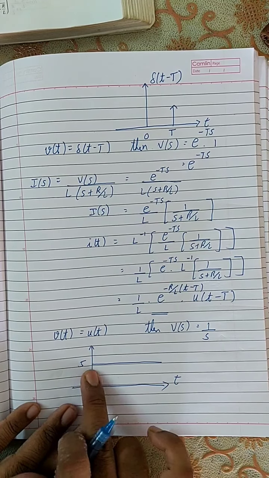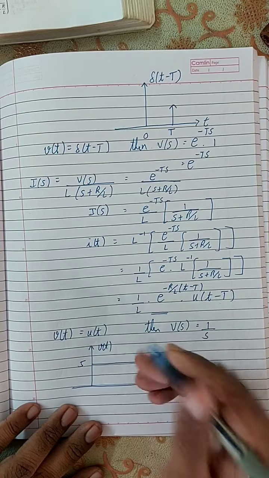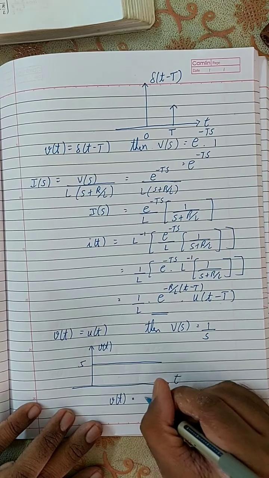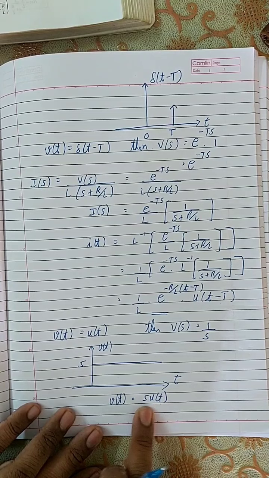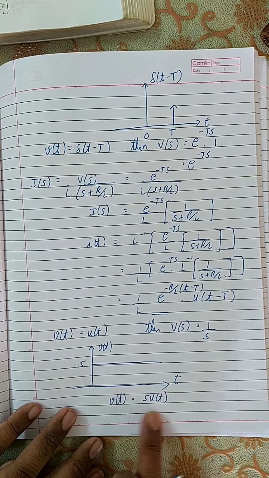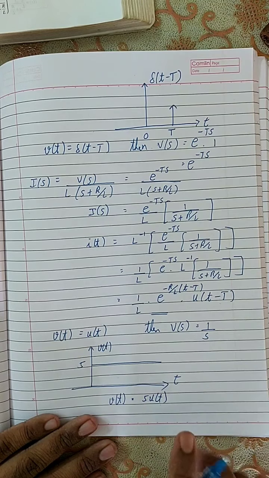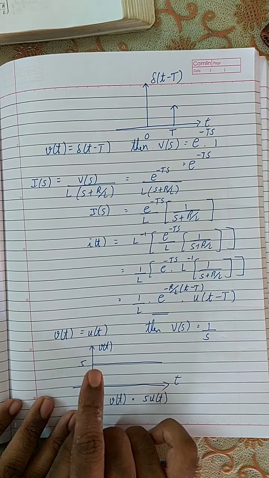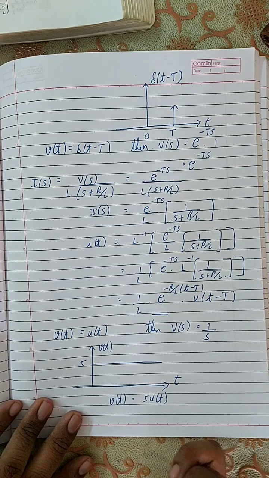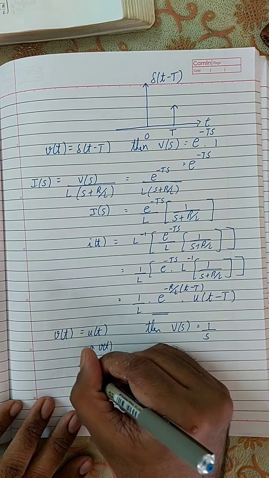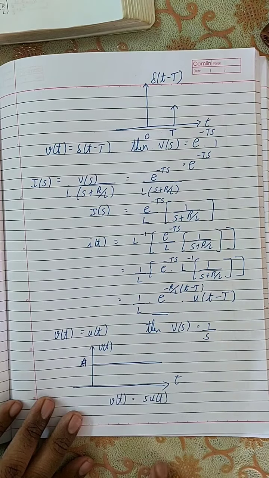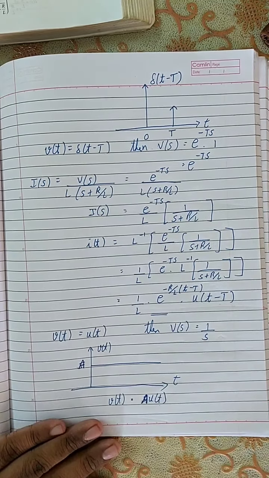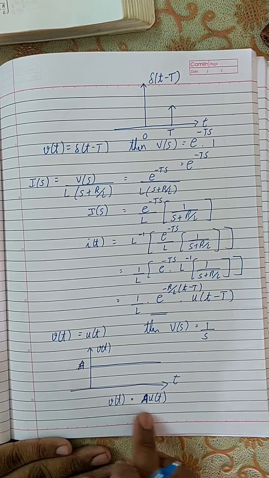So if I say the amplitude is 5 volt, then v of t is equal to 5 u of t. This is the equation of the step signal: you multiply that constant with u of t. If the amplitude is 1, then this will become a unit step signal. Or if the amplitude is a volt, then v of t is equal to a u of t. So this is the equation of the step signal.